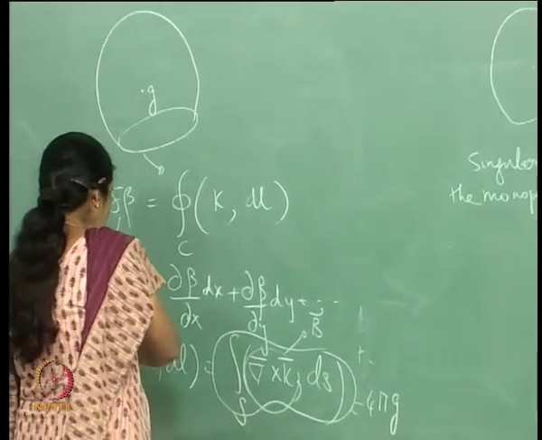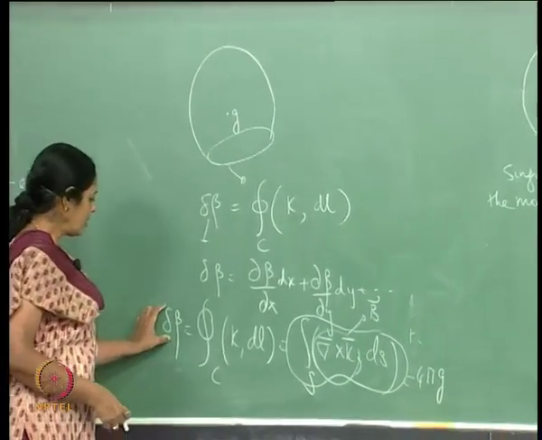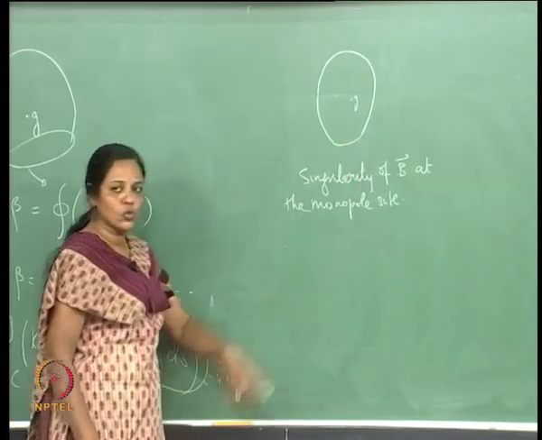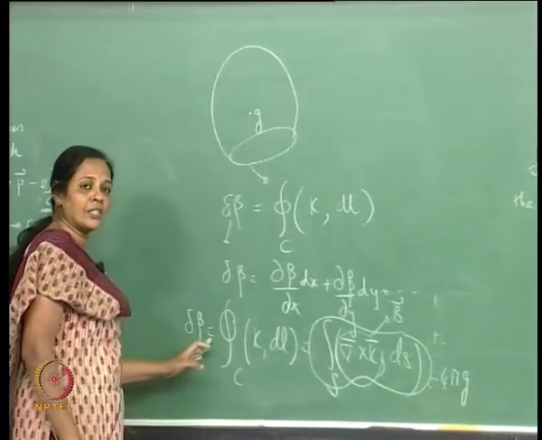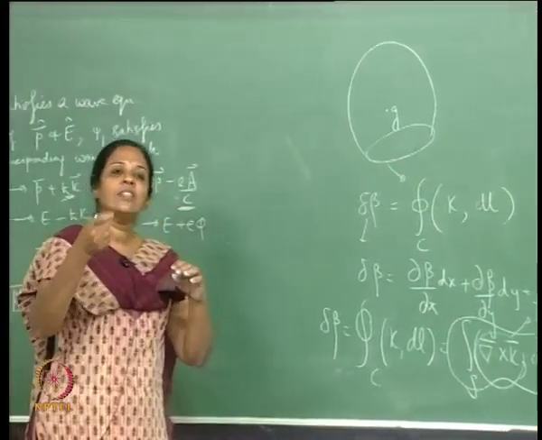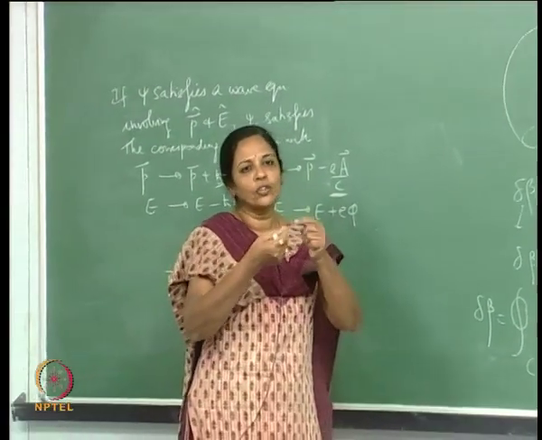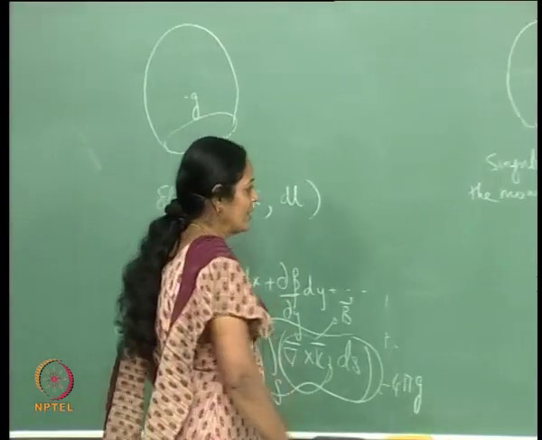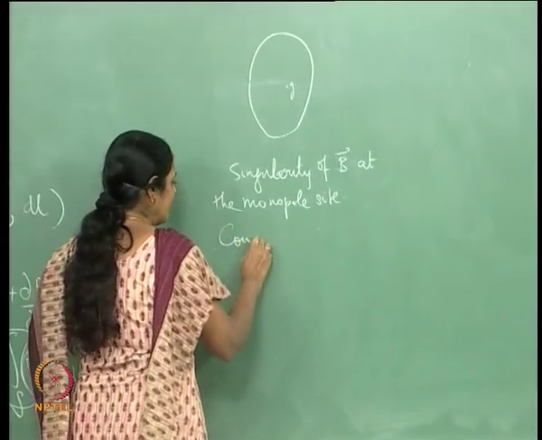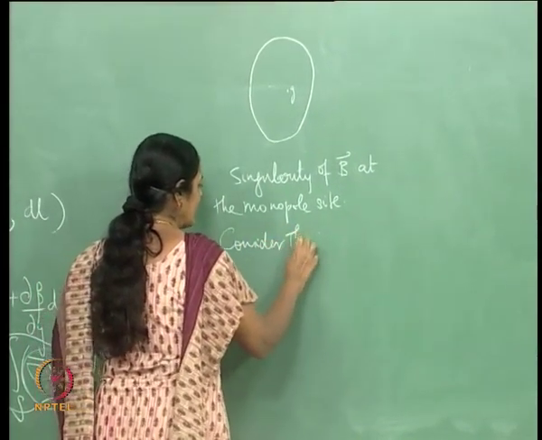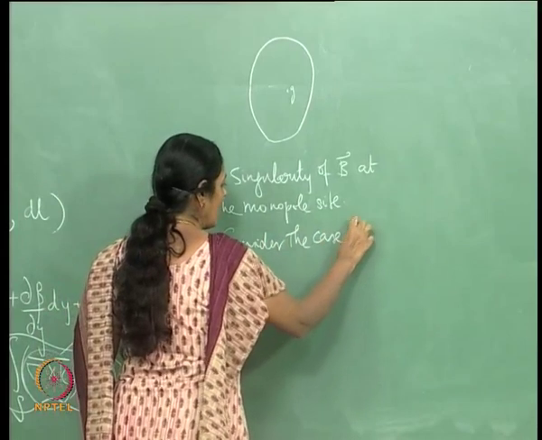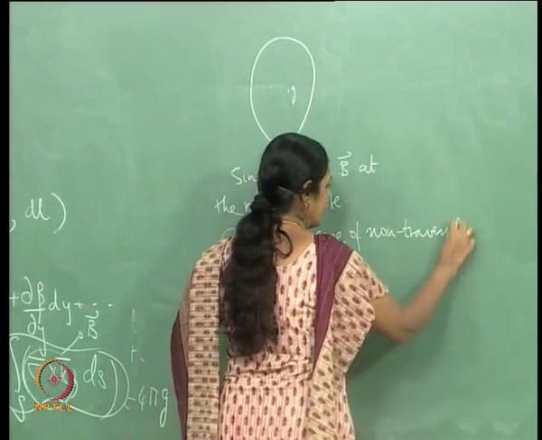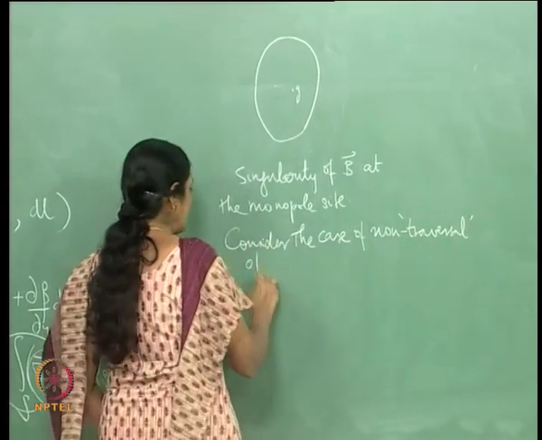Now more to the point, if the line integral, if the curve is simply reduced to a point, there is nothing like a delta beta. Delta beta is 0 because I never really went over a path to accumulate a phase. In fact, there is no movement, it is simply a point. So let us consider the case of non-traversal, if I may use the word, of any path.